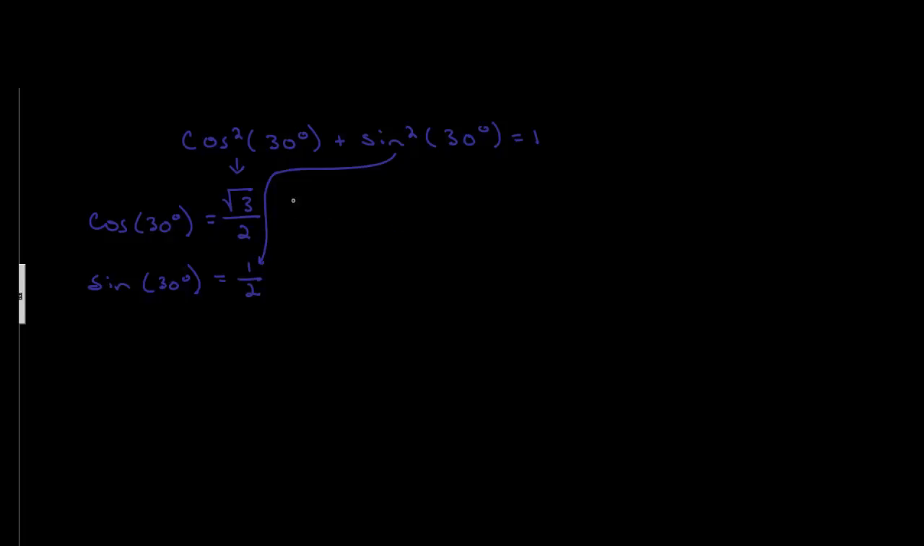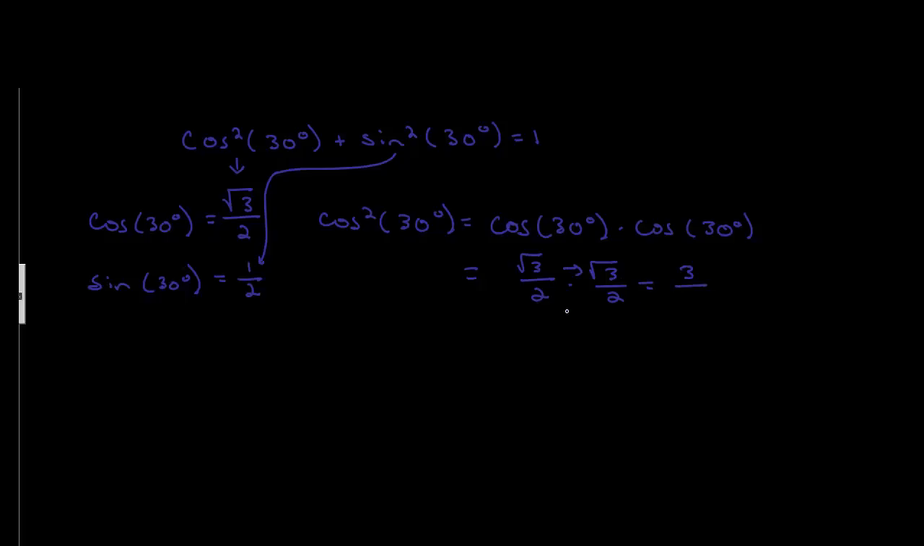So cosine squared of 30 degrees is cosine of 30 degrees times the cosine of 30 degrees. So I'm going to go ahead and take that square root of 3 over 2 and multiply it by itself. So square root of 3 times square root of 3 is 3. 2 times 2 is 4. So let's draw this in a different color. This piece right here is equal to 3/4.